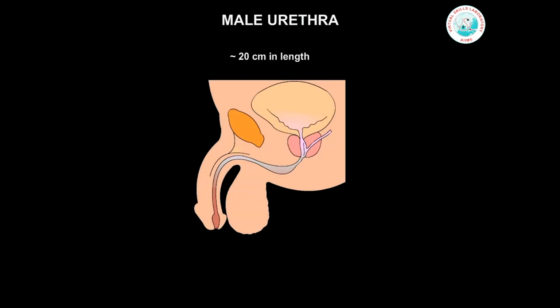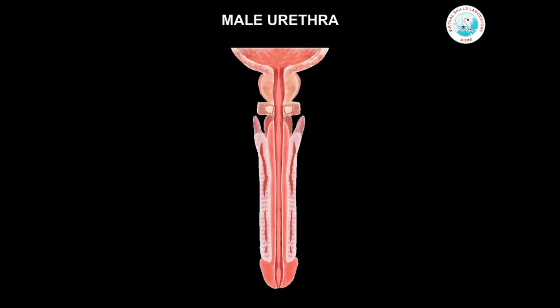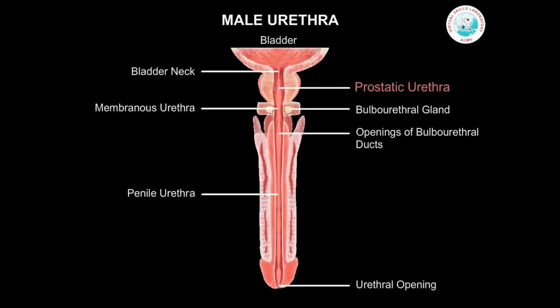The urethra. From the base of the bladder emerges the urethra. The male urethra is longer and takes a curved path and can be divided into three parts: the prostatic urethra, membranous urethra, and the penile urethra. The prostatic urethra is the widest part and is surrounded by the prostate gland. The membranous part of the urethra is the shortest part and is surrounded by the external urethral sphincter.